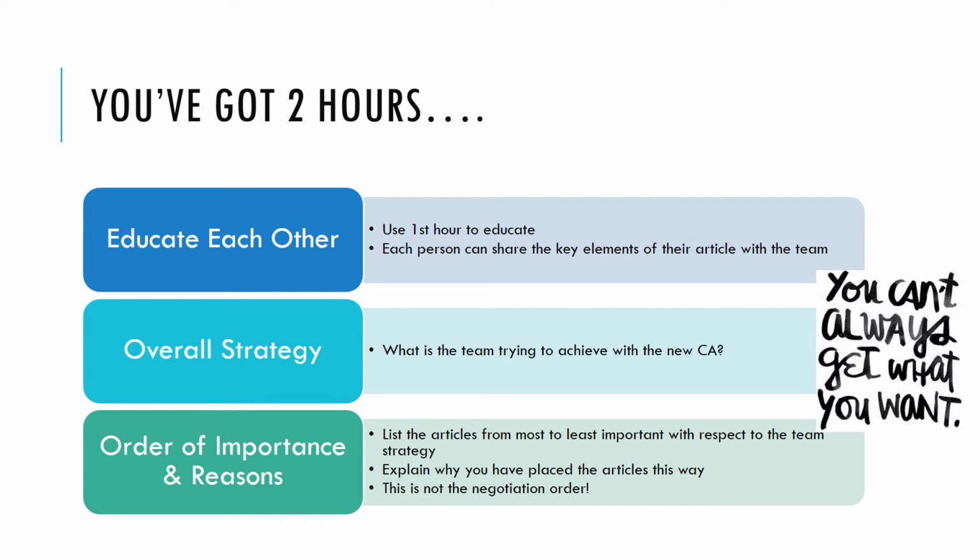this overall strategy. And you'll note that some you have a lot more flexibility on than what you may have originally thought. So what I want you to do is to list the articles from the most important to the least important, and explain to me why you've placed them in this order. One thing you've got to remember is this is not the negotiation order. This is just the order of importance to meeting your overall strategy.